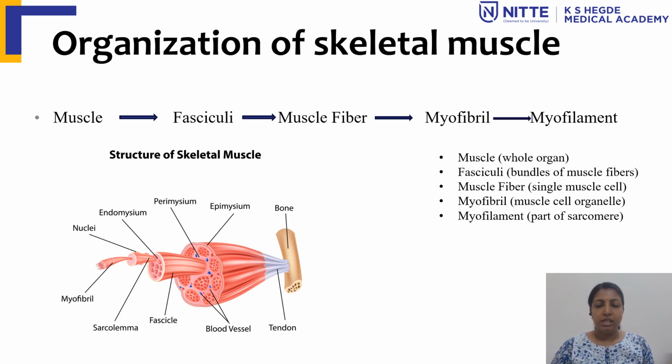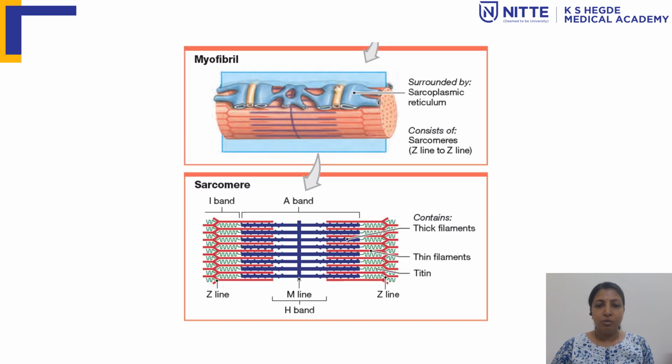Remember, muscles contain bundles of muscle fibers called fasciculi. Each muscle fiber contains hundreds and thousands of myofibrils. These myofibrils are formed by myofilaments. We have the actin and myosin myofilaments, which interact, and contraction happens.